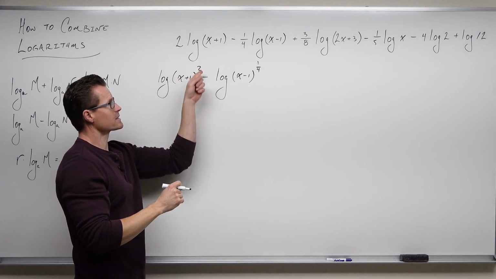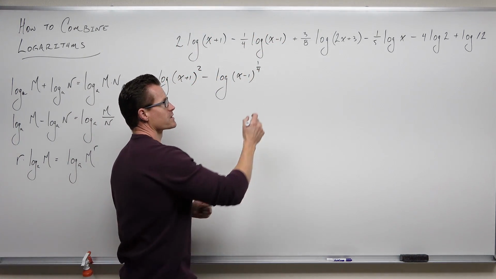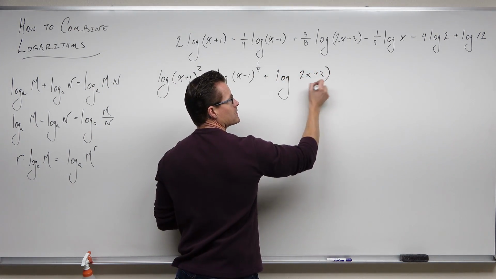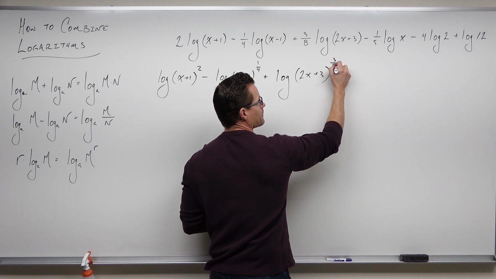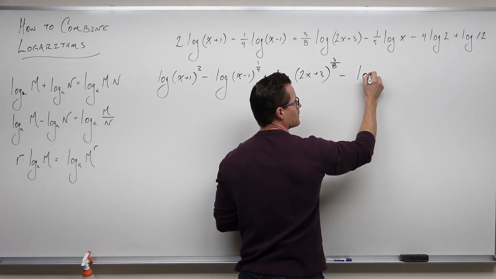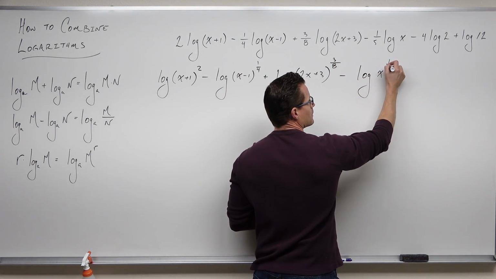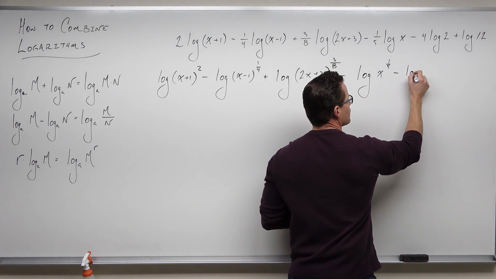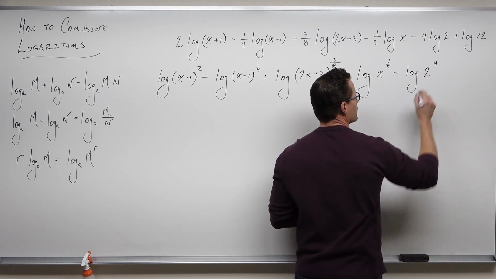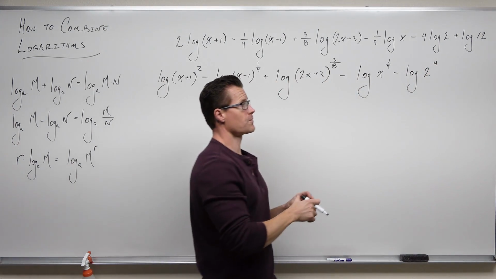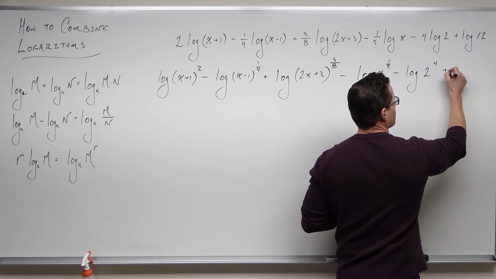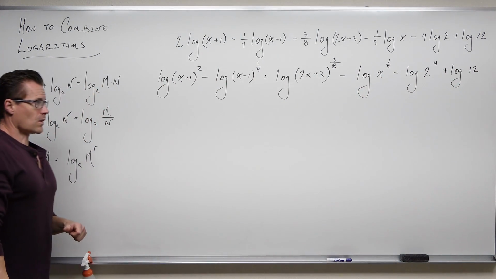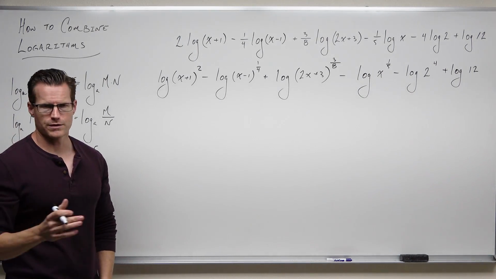So that's 2 as an exponent, 1/4 as an exponent of x minus 1, 2x plus 3 to the 3/8 power, minus log of x to the 1/5 power, log of 2 to the 4th, and then, hey, that doesn't have an exponent. Log of 12.